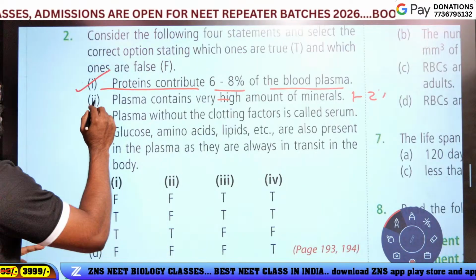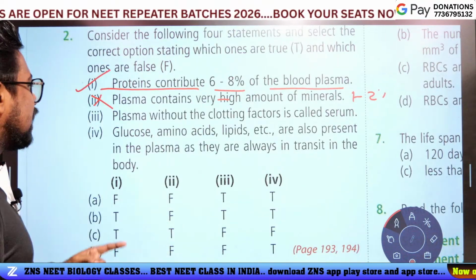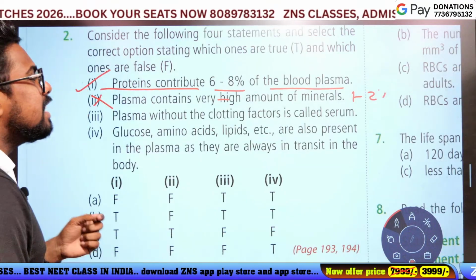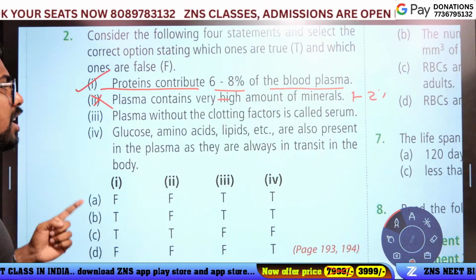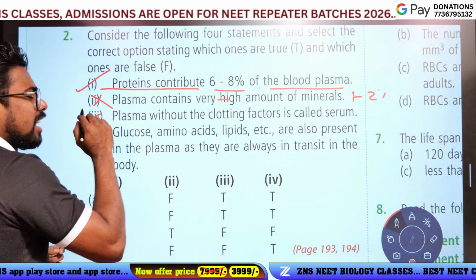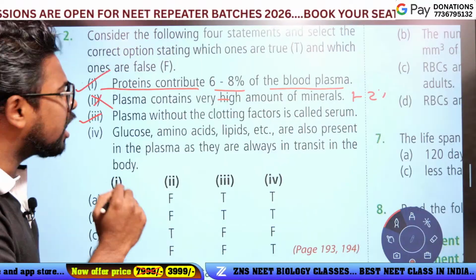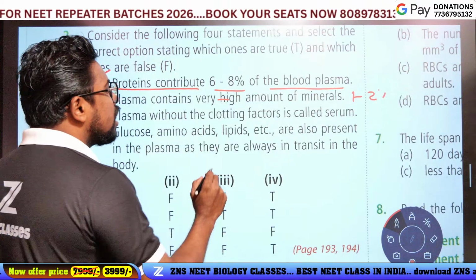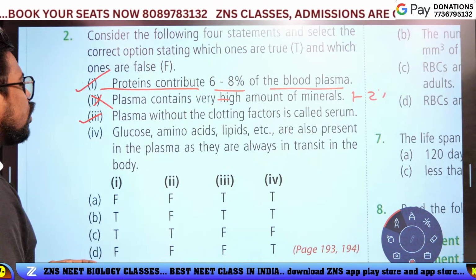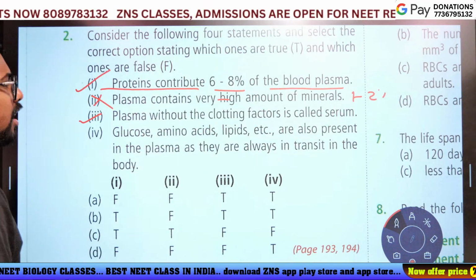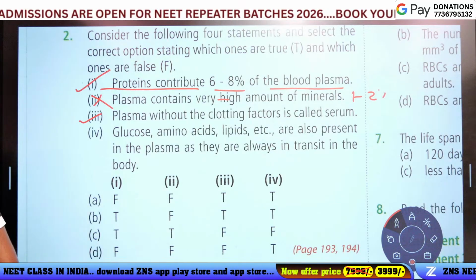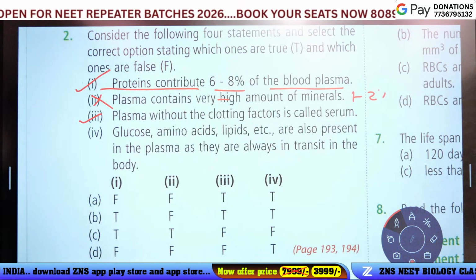So this statement is false. Okay, the next: plasma without the clotting factor is called serum. Which option is correct? Yes, the correct statement in the NCERT book: the plasma without the clotting factor is called serum. The statement is correct. The last statement: the glucose, amino acids, lipids, etc. are present in the plasma as they are always in transit in the body. The statement is correct.